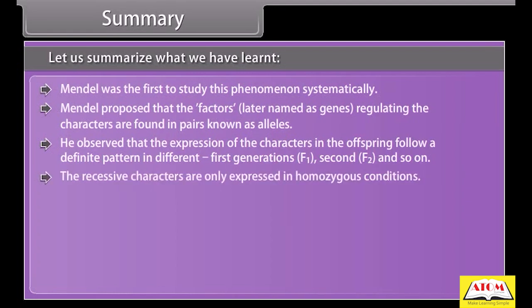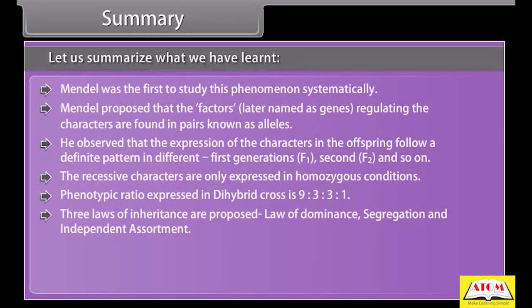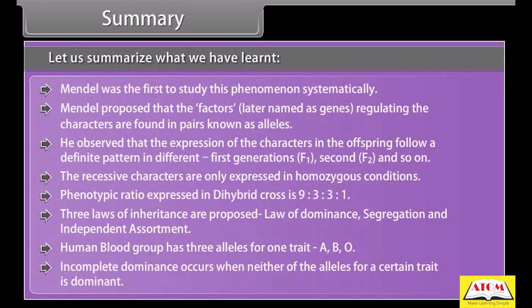The recessive characters are only expressed in homozygous conditions. Phenotypic ratio expressed in dihybrid cross is 9:3:3:1. 3 laws of inheritance are proposed: law of dominance, segregation, and independent assortment. Human blood group has 3 alleles for one trait: A, B, O. Incomplete dominance occurs when neither of the alleles for a certain trait is dominant.